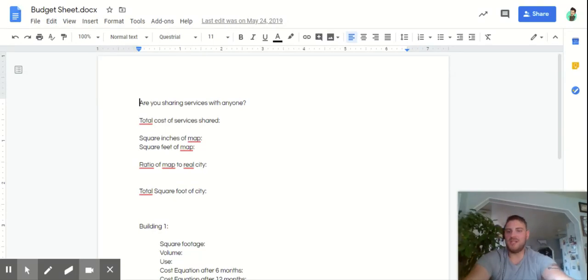All right, guys. So I'm going to teach you how to do this budget sheet, which should be the last part of your map project.